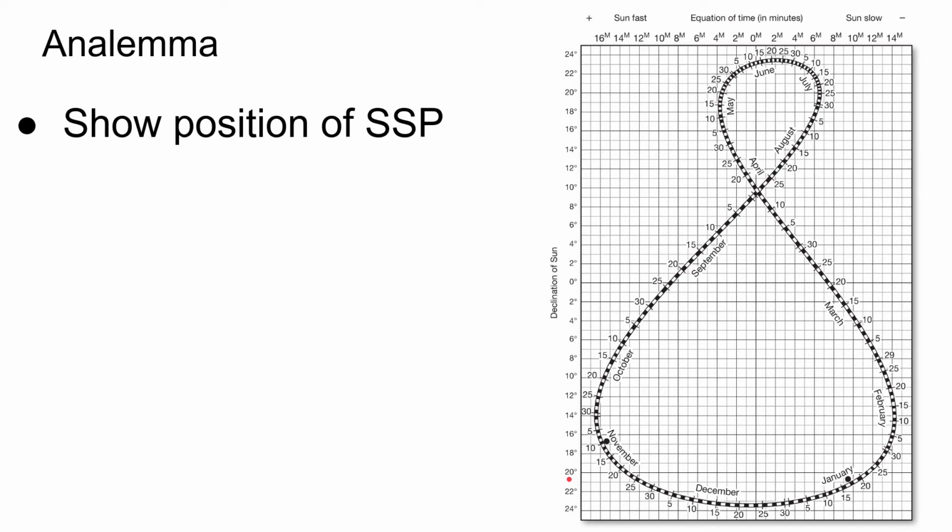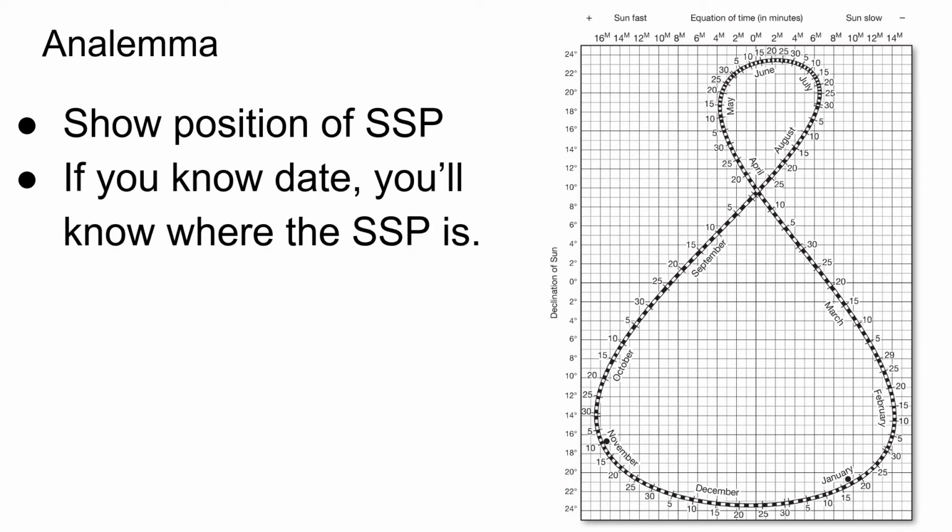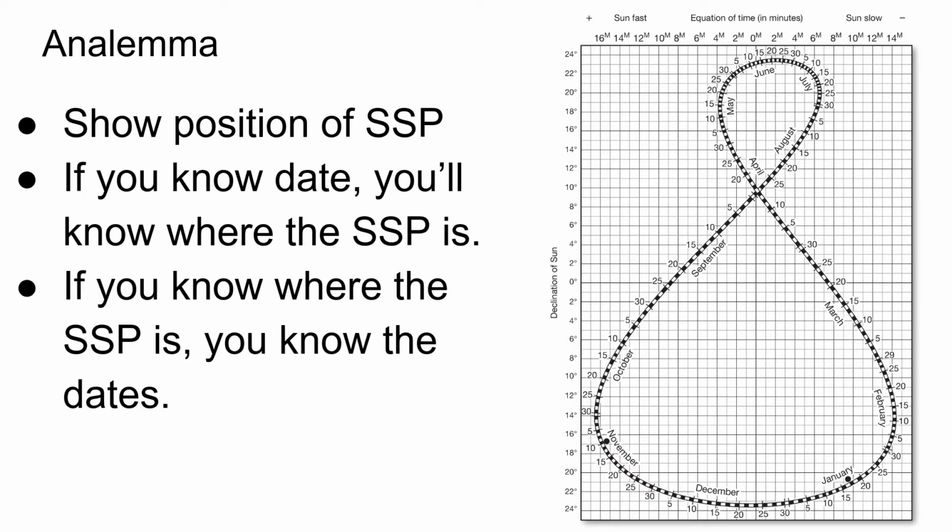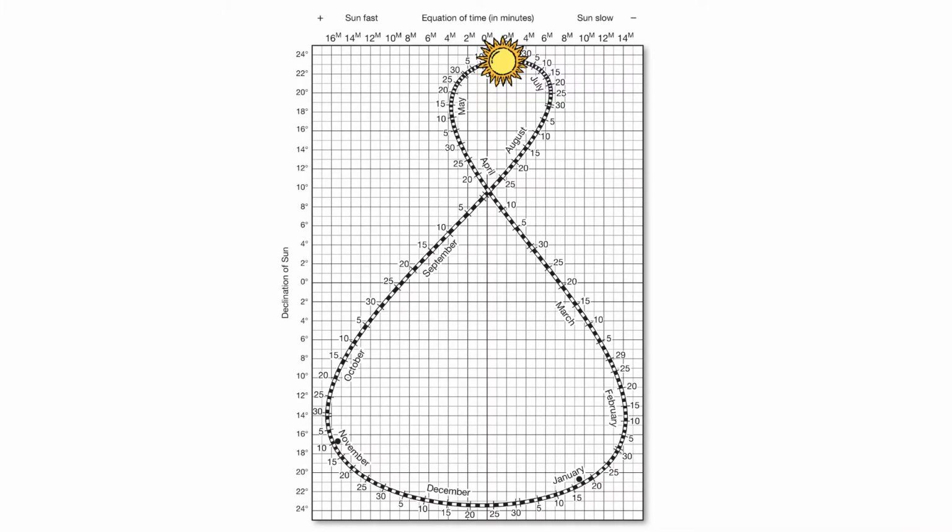So the analemma shows the position of the subsolar point. If you know the date, you know where the subsolar point is, or if you know where the subsolar point is, you know what the date is. So here's the position of the subsolar point on the June solstice, June 21st, July 21st, August 21st, September 21st, October, November, the December solstice, January, February, March 21st on the equator for the equinox, April, May, and back up to the Tropic of Cancer.